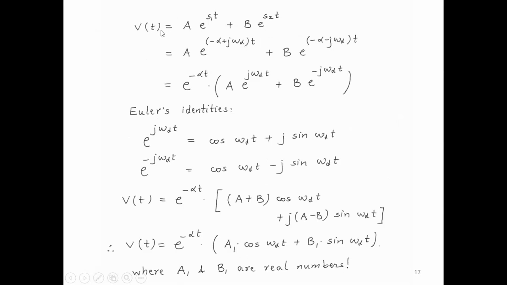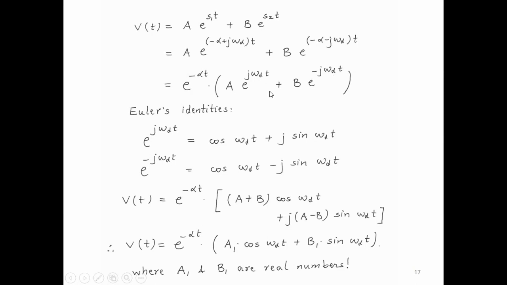So we say, okay, V of t is some constant times e raised to s1 t plus another constant times e raised to s2 t, and s1 is all this complex number, s2 is another complex number. And so we take e raised to minus alpha t out, and we get e raised to j omega d t and e raised to minus j omega d t. Alright. Now this is V of t.